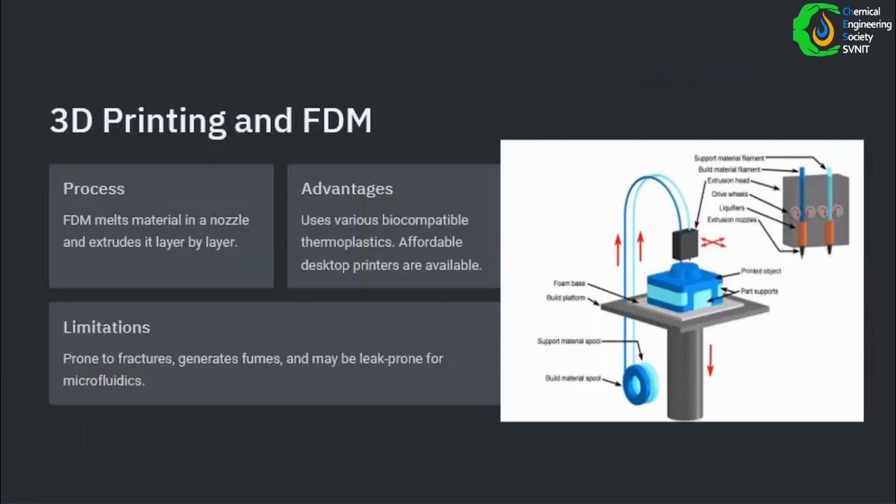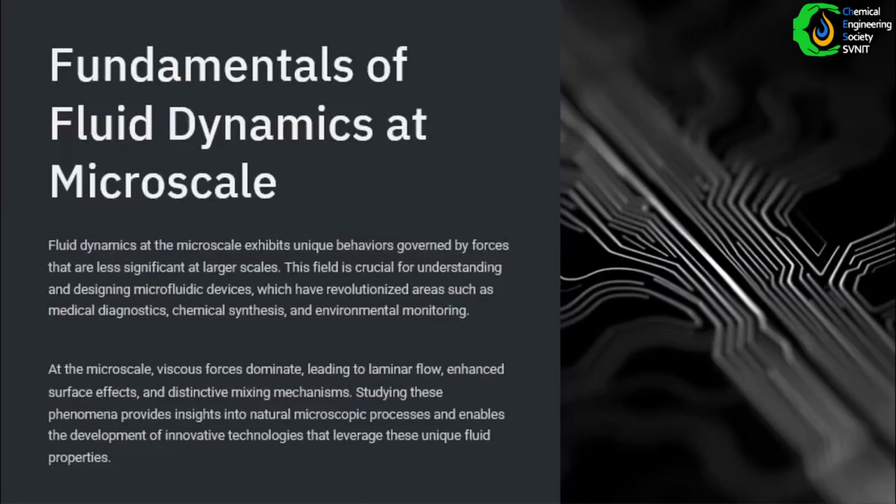The second one is soft lithography. It uses photolithography to create a master mold, which is then cast with PDMS to produce microstructures, and this process is ideal for replicating complex micro patterns. The last one is 3D printing, a process in which fused deposition modeling takes place, in which thermoplastic materials are melted layer by layer. It is affordable and uses biocompatible plastics, but it may be leak prone for microfluidic devices.